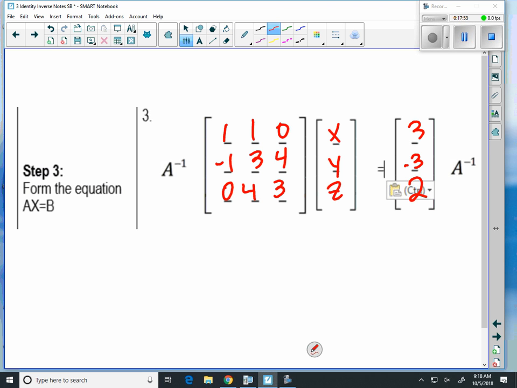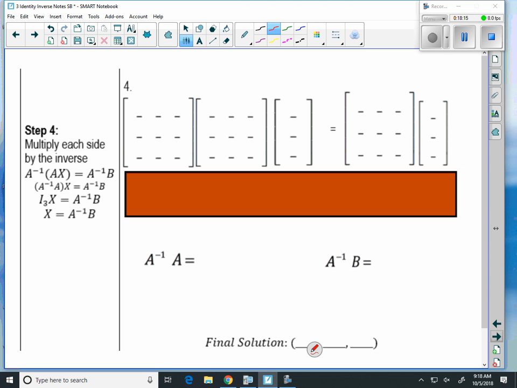Okay, so here's what's happening in step 3. We're going to take both sides of our matrix equation. Okay, so we have AX equals B, and we're going to multiply both sides by the inverse of A. That's what's going to happen in our next step. So you're going to have A to the negative first times A.